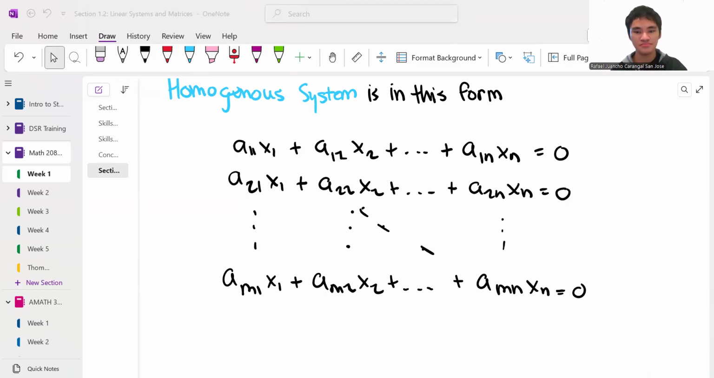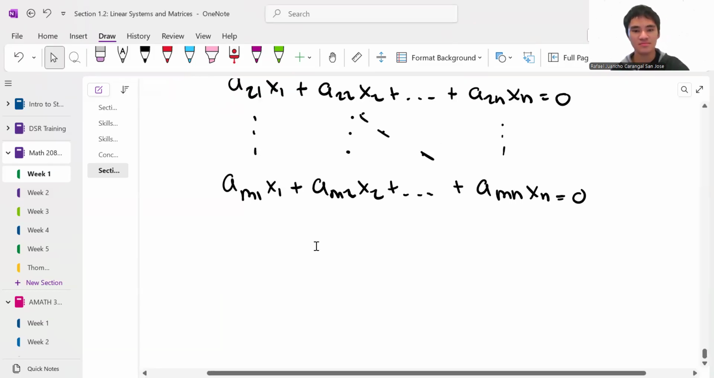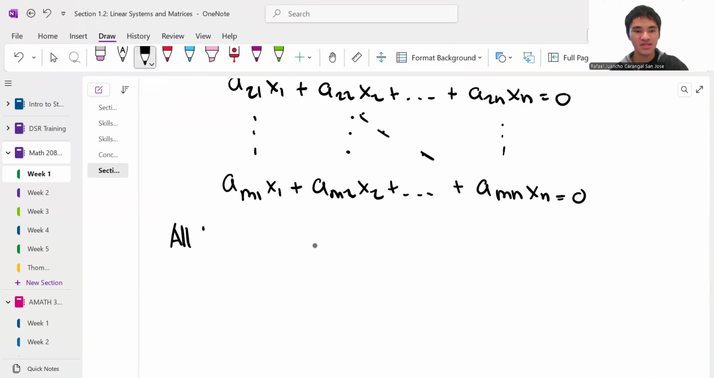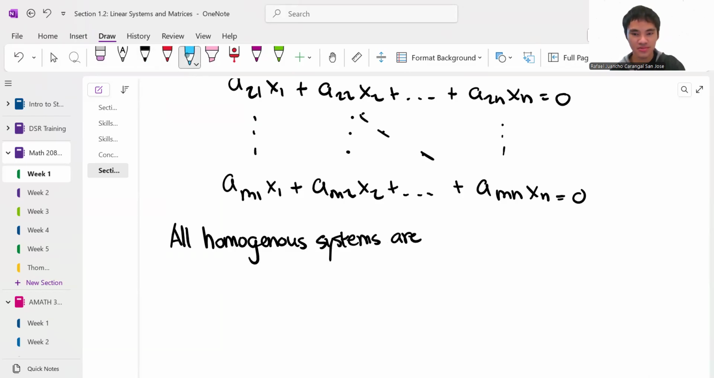Oh yeah, fun fact. We say that all homogeneous systems are consistent. What does that mean?